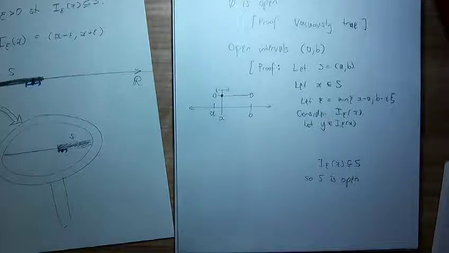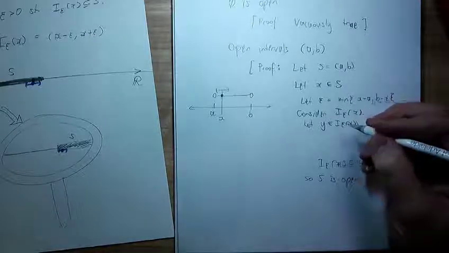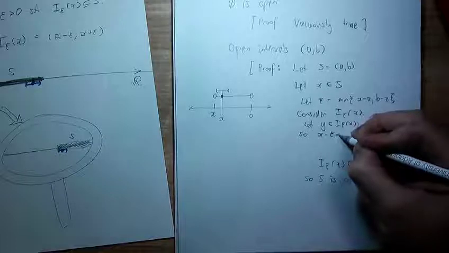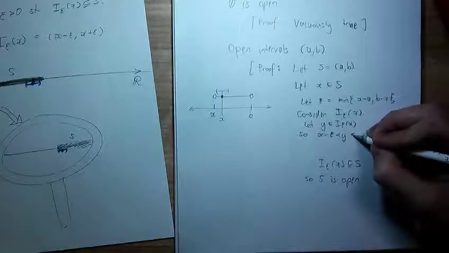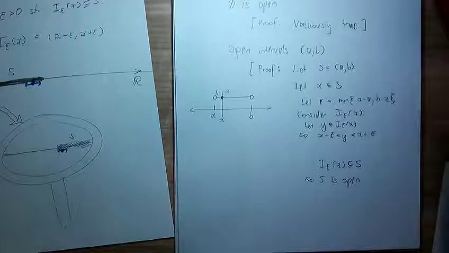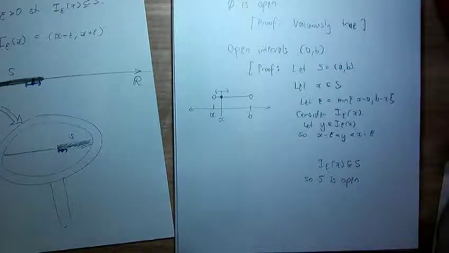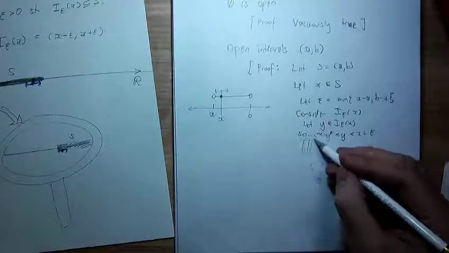Okay, so because it's in that, that means that x minus epsilon is less than y, which is less than x plus epsilon. Sweet. We can also follow that. Since x itself is in (a, b), we know that a is less than x, and that's less than b as well. So we could follow that through on the inequality a bit more.